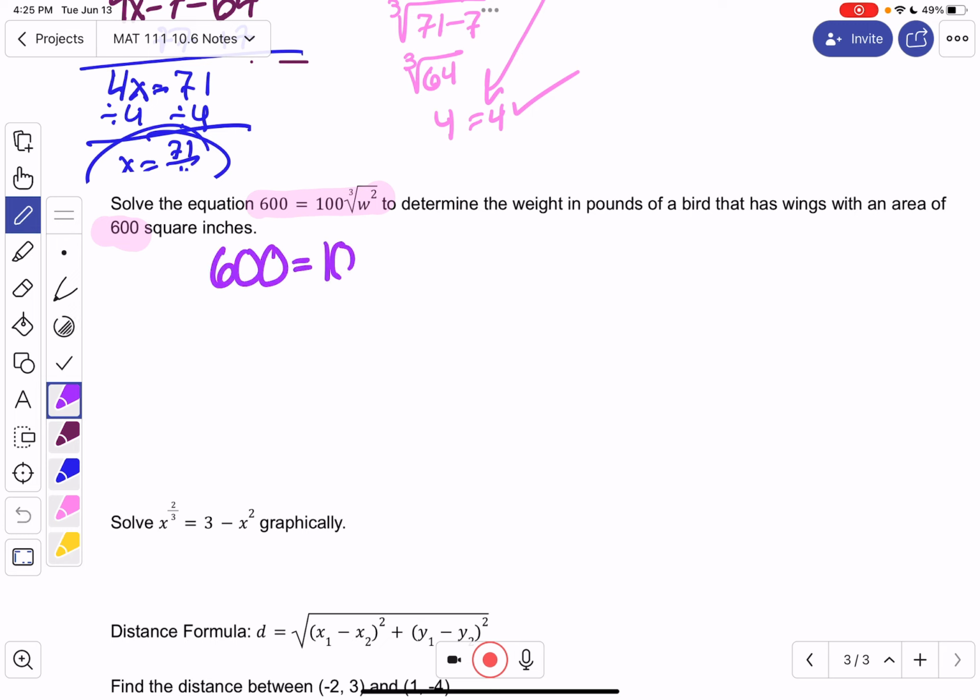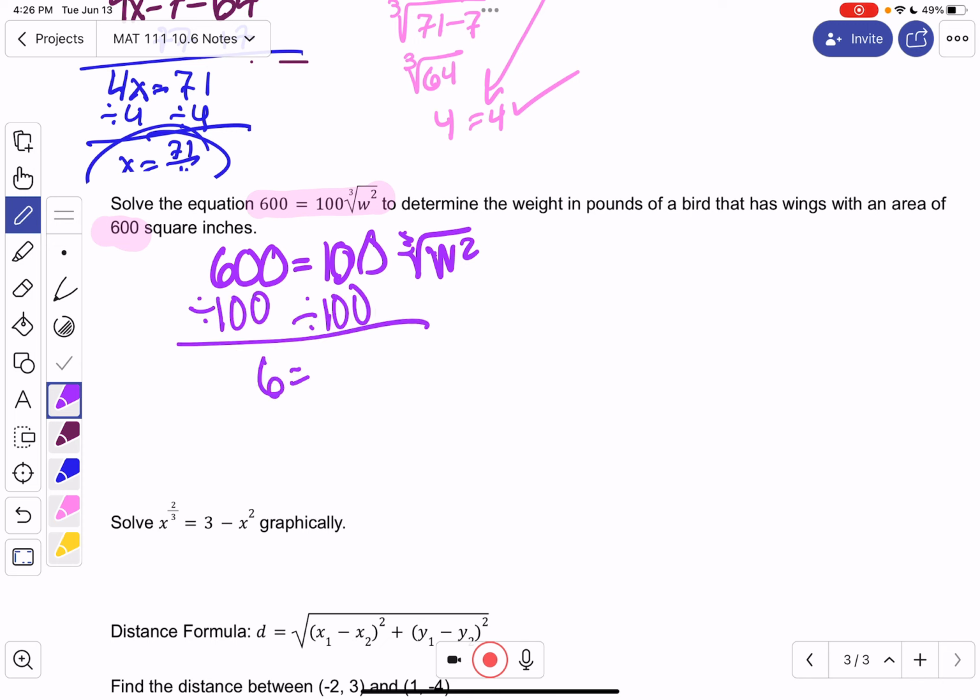So the first thing we need to do is get our radical alone. Divide both sides by 100. 600 divided by 100 is 6. Now our radical's alone. Raise both sides to the index, which is 3. 6 cubed is 216.